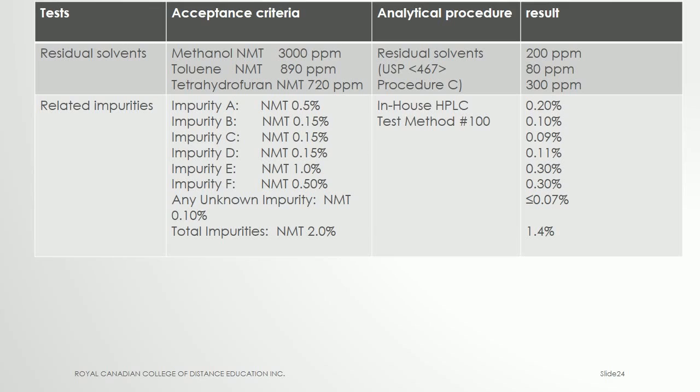Results of analysis using the in-house HPLC method show: impurity A, 0.20%. Impurity B, 0.10%. Impurity C, 0.09%. Impurity D, 0.11%. Impurity E, 0.30%. Impurity F, 0.30%. Any unknown impurity, less than or equal to 0.07%. Total impurities, 1.4%. All the impurities were within the acceptance criteria.